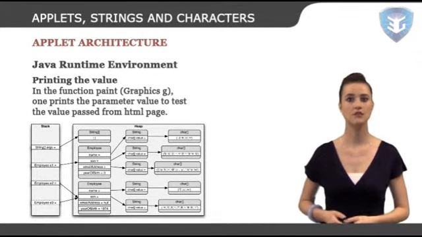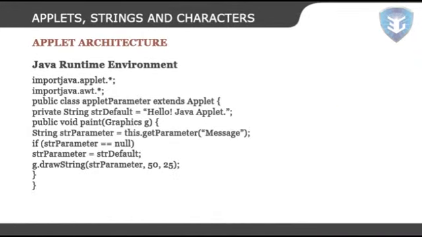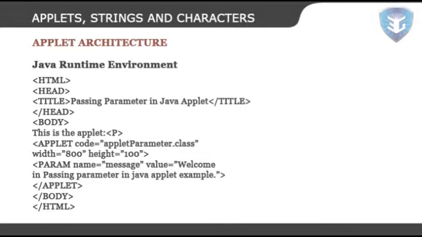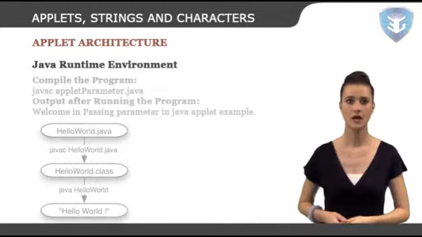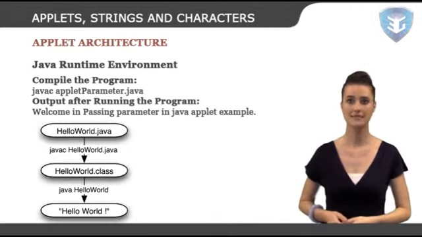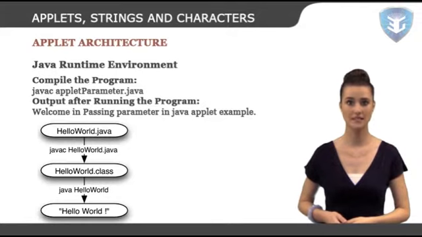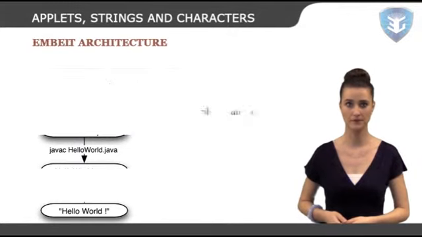Here is the code for the Java program. And here's the code for the HTML program. Compile the program by javac AppletParameter.java. The output after running the program will be "Welcome in passing parameter in Java applet example."